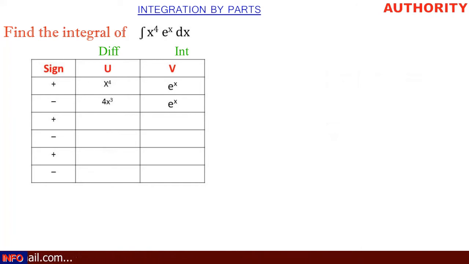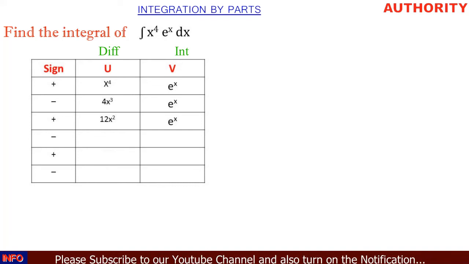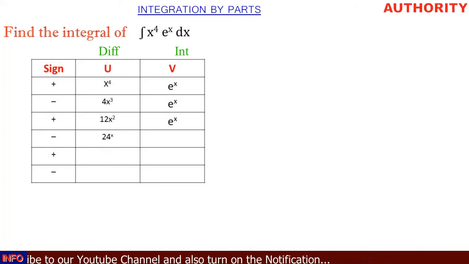Now let's go again. Let's differentiate again. The differentiation of 4x cubed is going to give us 12x squared. And then the integral of e raised to power x is going to give us the same e raised to power x. Let us differentiate again. The differentiation of 12x squared is going to give us 24x. And then the integral of e raised to power x is going to give us the same e raised to power x.